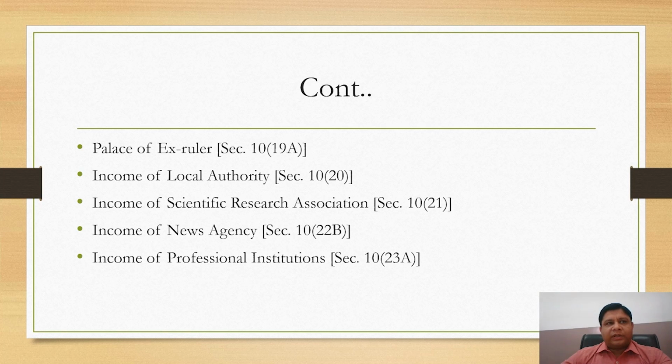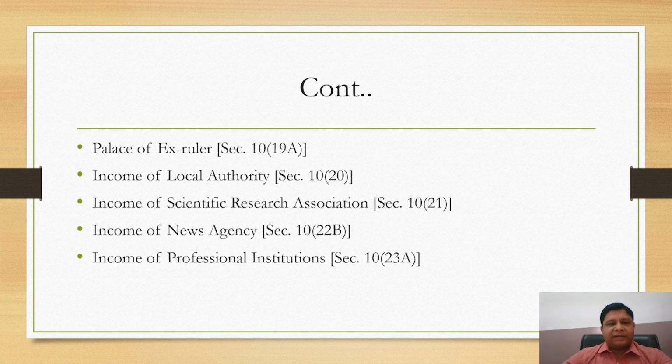Income of a local authority is exempt in the following cases: income chargeable under the head income from house property, capital gains, or income from other sources. Second, income from the supply of commodities or services within its own jurisdiction. Third, income from the supply of water services or electricity within or outside its jurisdiction.